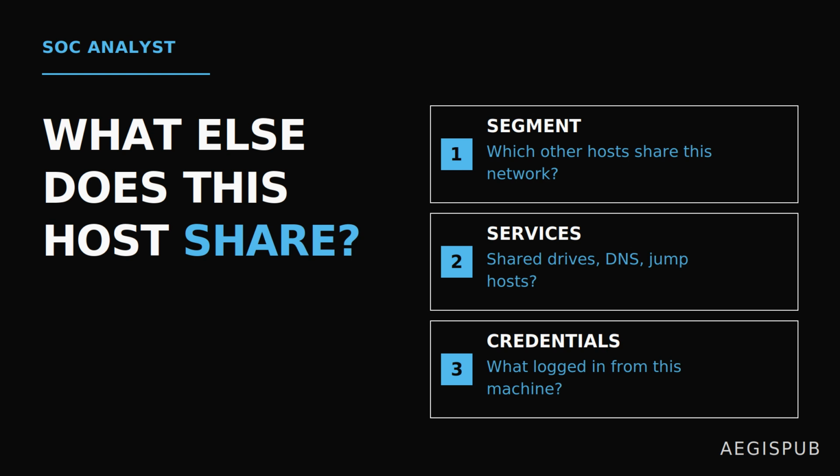What network segment is the affected host in? Which other hosts share that segment? And can they reach each other? What services does this host share with others? Shared drives, shared printers, shared authentication servers. Is the host running any services that other hosts depend on? A local DNS resolver, a software distribution server, a jump host for administrators? The common mechanisms that connect this host to the rest of the environment are the attack surface for lateral movement.